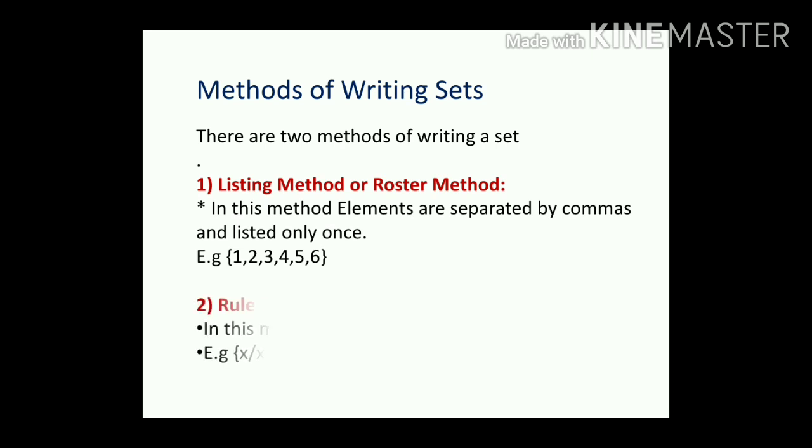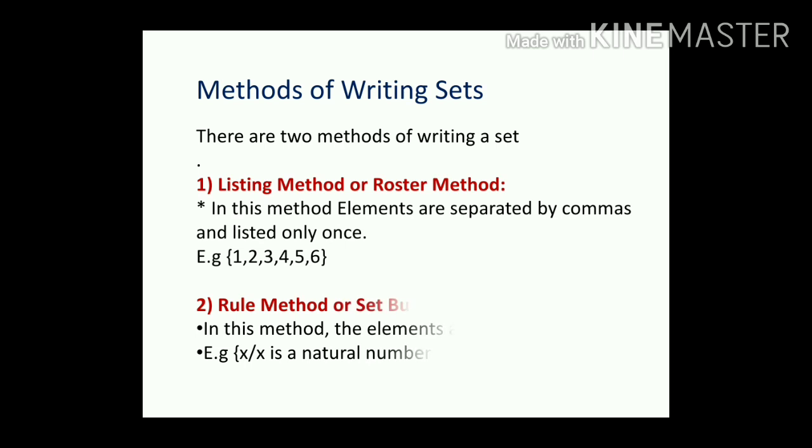Now, second one, rule method or set builder form. This is the second method to write the set. In this method, the elements are not listed. Example, open the curly bracket, x such that x is a natural number less than 7.